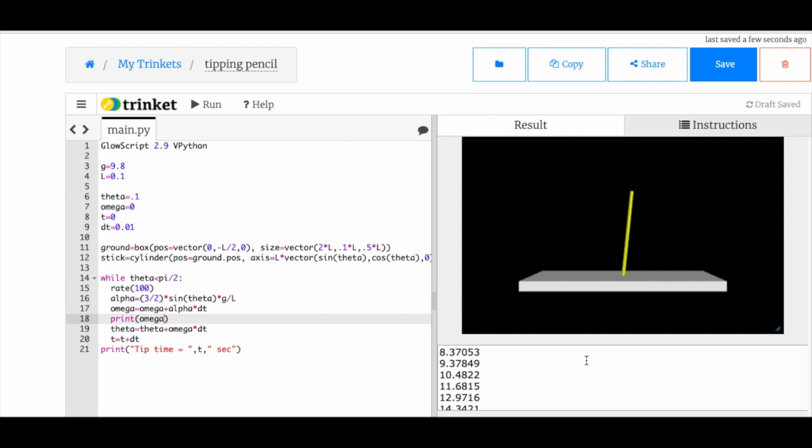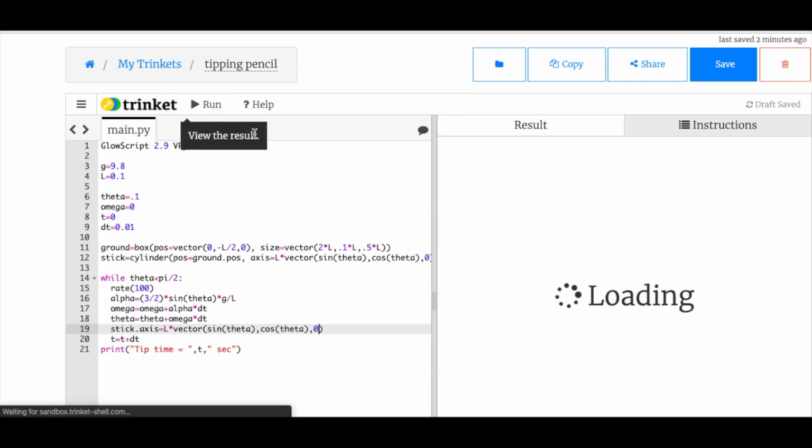Okay. Oh, I know what I did. I'm so silly. I didn't do anything wrong. Okay, so I've updated theta, but I didn't update the actual image. So I need to do this. Stick.axis equals L times vector sine theta, cosine theta, 0. So I just need to update that with the new angle, and I think that should do it.